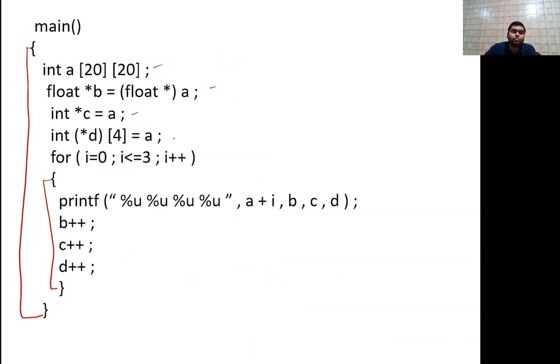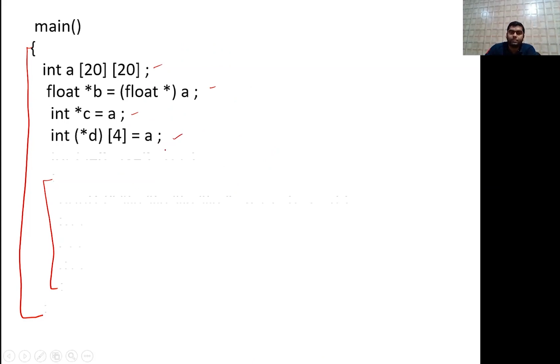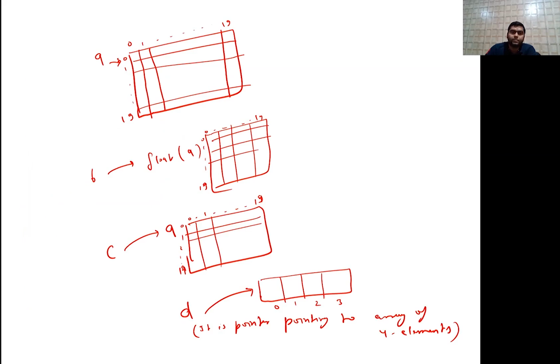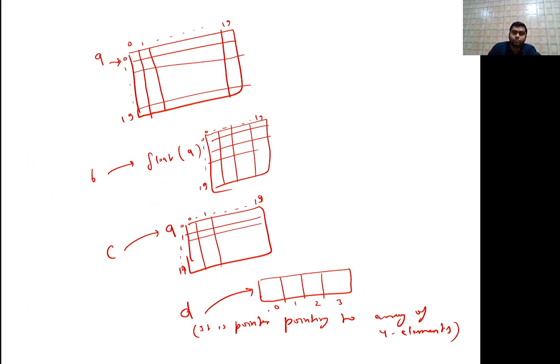Now come to the actual code. It is also pointing to what? A. So it is pointing to A. Observe carefully. It is pointing to A. So this is A. And somewhere other things are also there, but it will point to the starting. So starting of 4. Now observe very carefully.